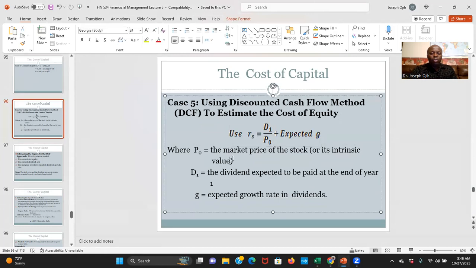rS equals D1 divided by P0 plus the expected g, where D1 represents the dividend expected to be paid at the end of year one, P0 represents the market price of the stock or the stock's intrinsic value, and expected g is the expected growth rate in dividends.